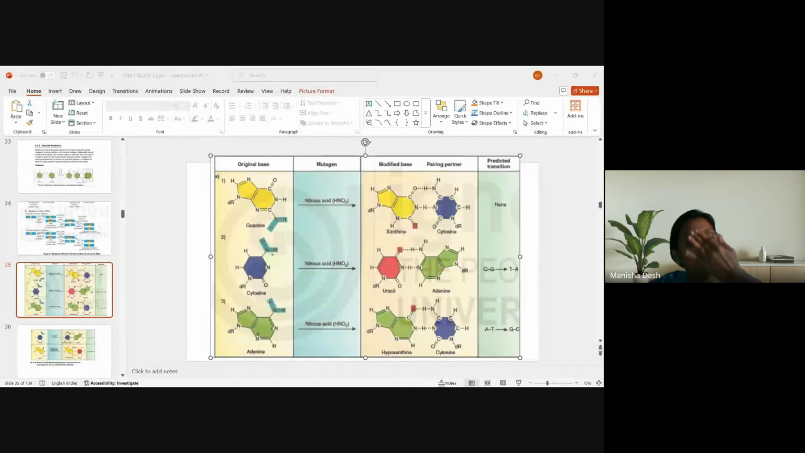So one of the common base modifiers is nitrous acid, or HNO2. Okay. So what can it do to your normal bases? It can convert the guanine to a compound called xanthine. Okay. So guanine is normally pairing with what?